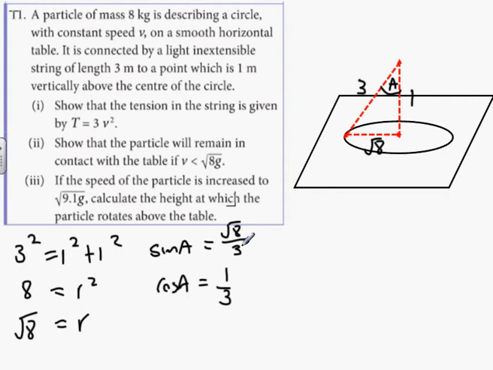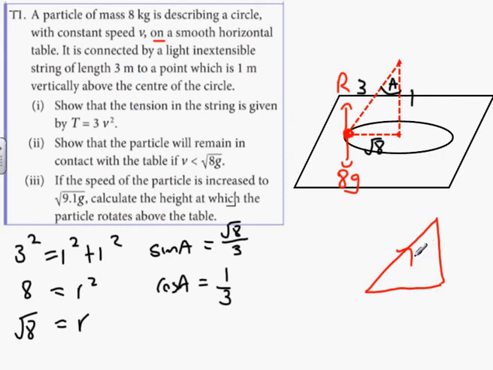Okay, first bit done. Now, show that the particle will remain in contact with the table if v is less than root 8g. So, show that the tension of the string is given by... Okay, so let's work on T, guys. T goes directly up, with 8g going directly down. We also have a reaction force R acting up. On a smooth, on, keyword on, means it's in contact with the table.